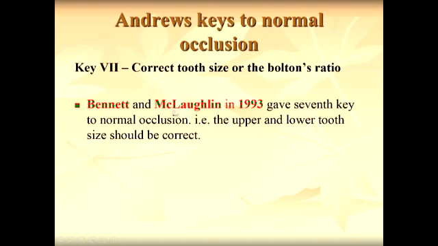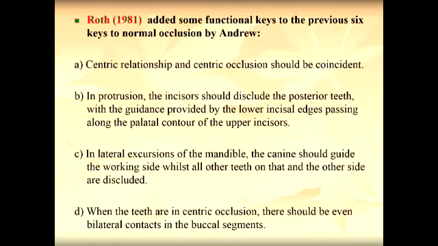Bennett and McLaughlin in 1993 gave the 7th key to normal occlusion. For example, the upper and lower tooth size should be correct. Therefore, many researchers have worked on tooth sizes, which must be taken into consideration in the assessment of the case.